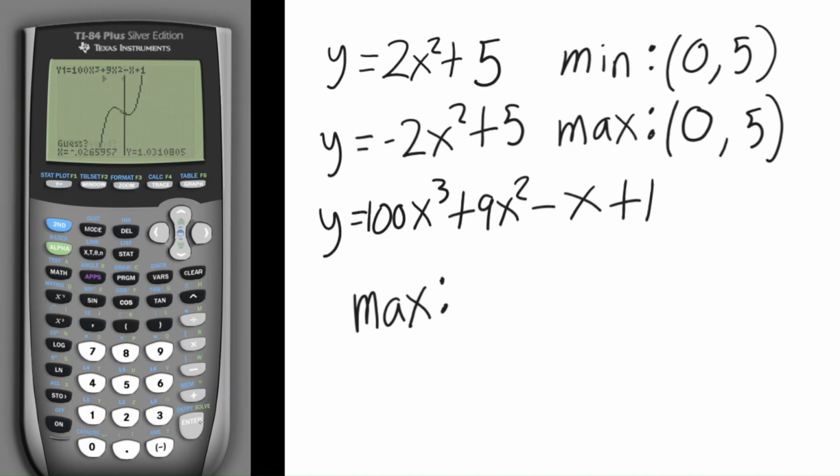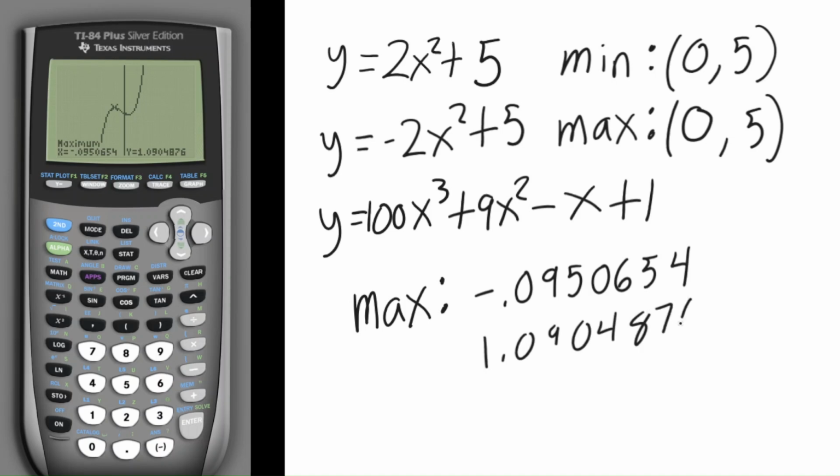So when I hit enter here, it's that, and then guess again doesn't matter, so I'll just hit enter again. So this one gives me x equals negative 0.095064. Now that's not an e-4, that's just kind of a nasty number. And y is 1.090486, whatever. But that's our max.